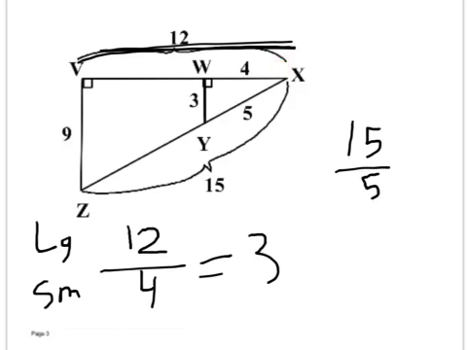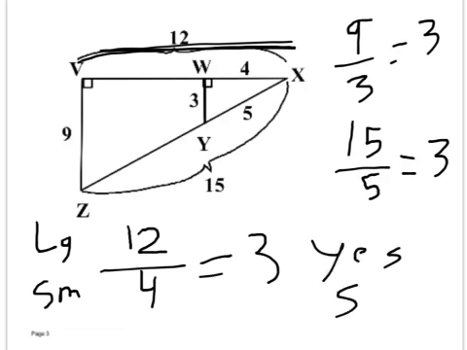Okay? Because look, this is the hypotenuse of this triangle, isn't it? 5 is the hypotenuse of this triangle because they're opposite the right angles. Right? What is 15 divided by 5? 3. So are these triangles similar? Well, let's make sure. Okay, we haven't done the other side. The large side is 9. What's the small side? What's 9 divided by 3? 3. So yes, similar.